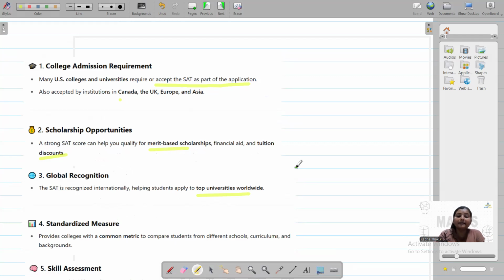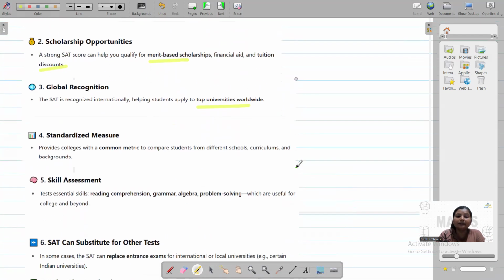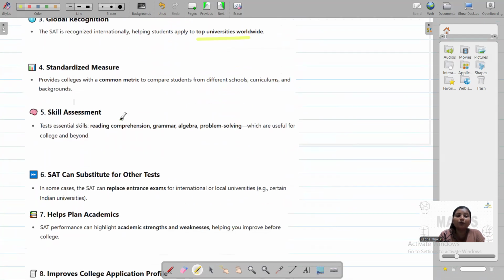Then next is a standardized measure. It basically provides colleges with a common metric, regardless of things like school curriculum or background. Anyone can give this exam. There is no partiality, like if you are from this curriculum, you cannot give it. No, there is no such thing. Anyone can give this exam.